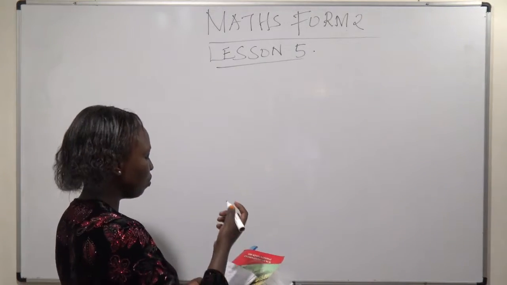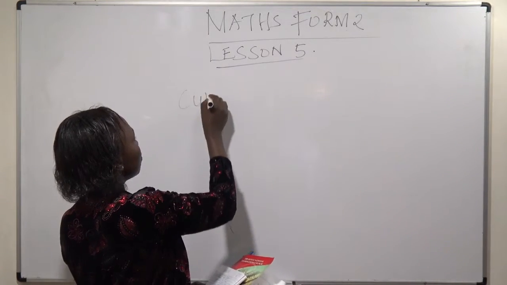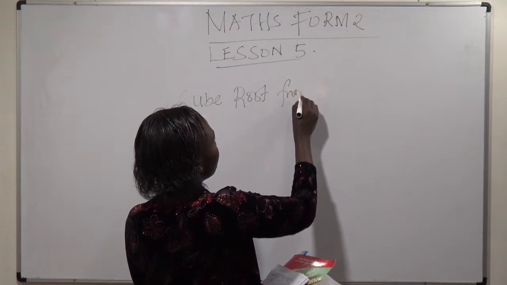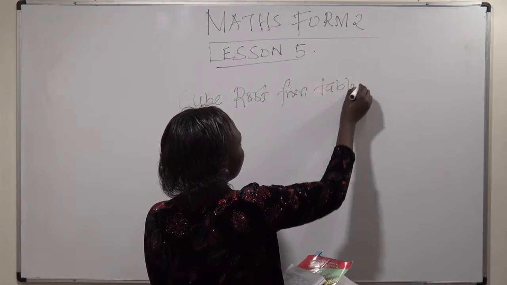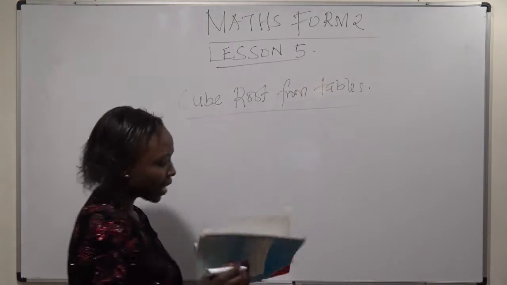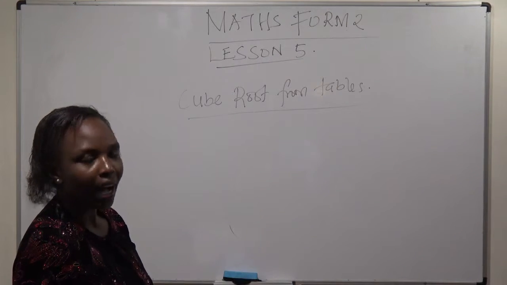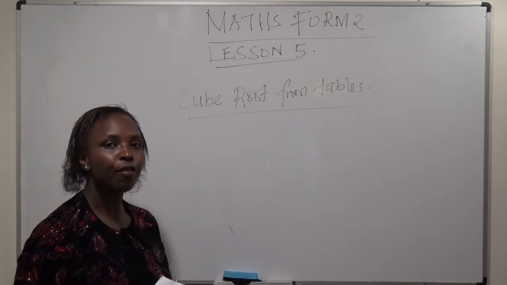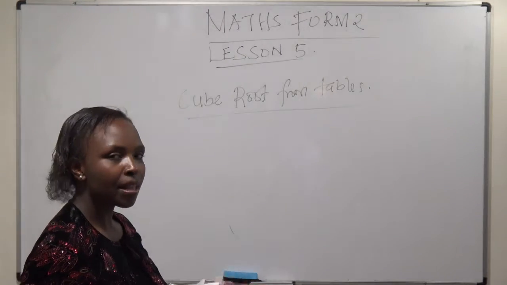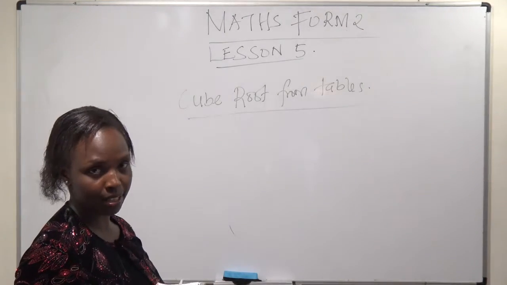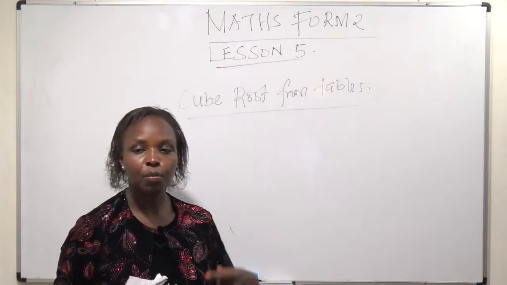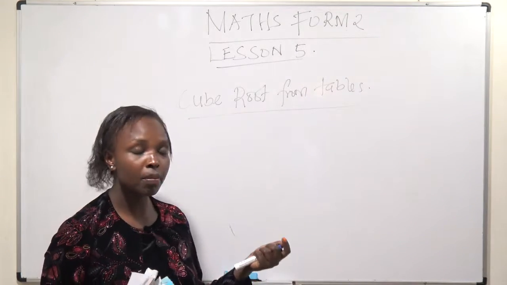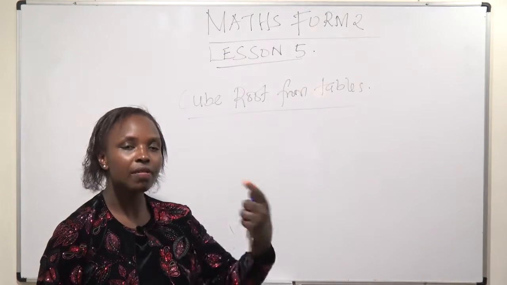So let's use the cube root from tables. We are now going to use the mathematical table to be able to find the cube root of numbers. We already used the mathematical table to look for cube of numbers. And remember, cube of a number is multiplying that number by itself 3 times. Now, when it comes to looking for the cube root of numbers from tables, we do the reverse of what we did.